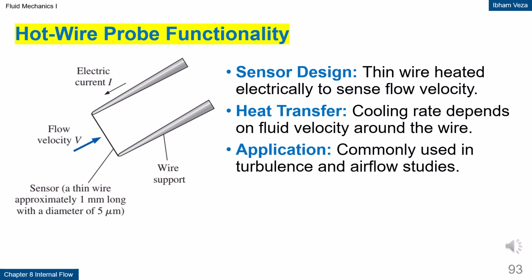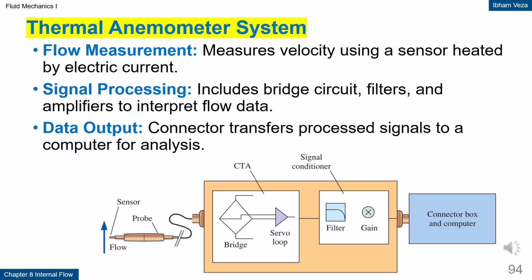However, the device is relatively fragile and requires careful handling. Thermal anemometer system. A thermal anemometer system measures flow velocity using a sensor heated by an electric current. The system includes bridge circuits, filters, and amplifiers to process the signal. The processed signal is then sent to a computer for analysis. Its operating principle is based on convective heat transfer from the sensor to the fluid. This instrument is widely used in flow research and aerodynamics.